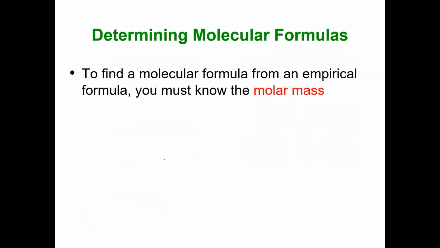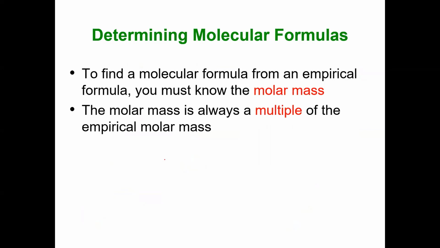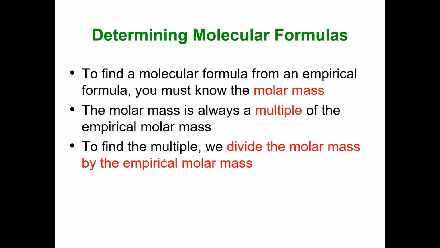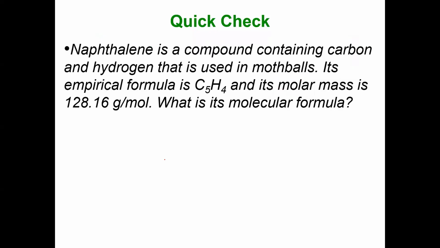So to find a molecular formula, you need to know the molar mass of the molecular formula. That's going to help you determine how many times you're going to multiply the empirical formula to get that molecular formula. So the molar mass is always some multiple of whatever the empirical formula's molar mass is. And to find that multiple, it's a simple division of the molar mass by the empirical formula's molar mass. So here is an example.